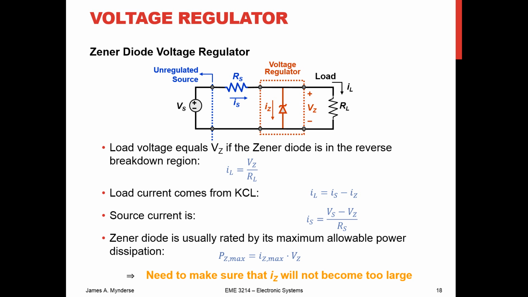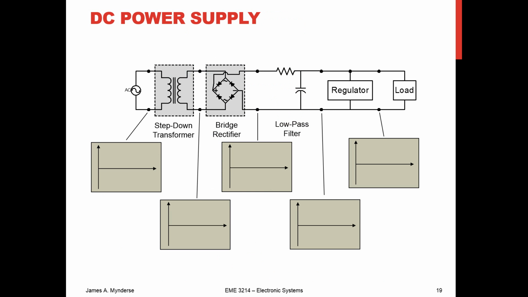Yeah, like I said, we need to make sure that IZ, the current, is not too high or we'll cook it. So if we want to combine that Zener diode with a bridge rectifier, then we can make a DC power supply coming from an AC supply. So if we start with AC voltage in orange there, and we step it down, which is to say we're going to reduce its amplitude through a transformer. So we get it down to the right range that we want.